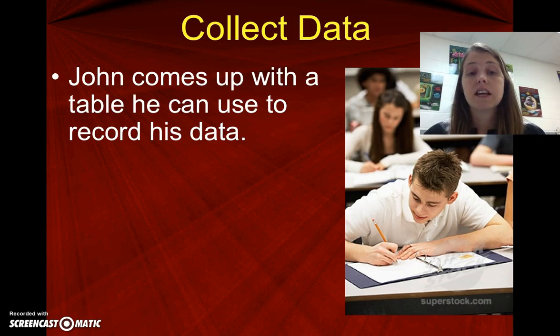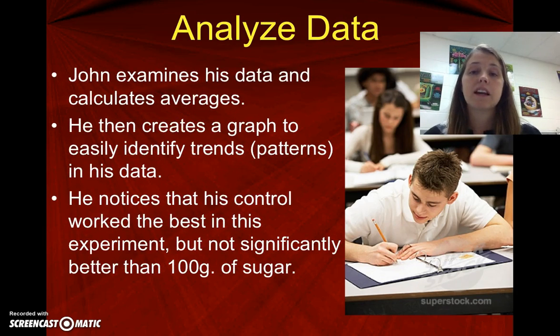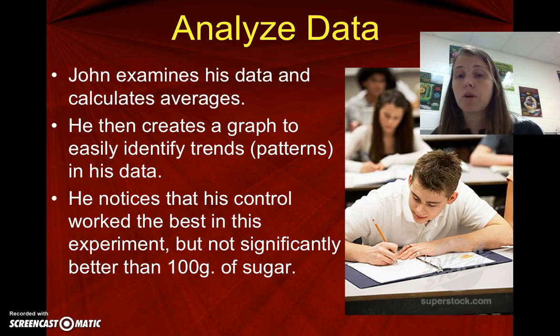Then he's going to collect his data. He's going to come up with a data table that he can record his data in, and he's going to get all his materials together and actually perform the experiment. Finally, he's going to analyze that data. He's going to calculate his averages because he has more than one trial in each situation, and he is going to look for patterns. He's going to notice that the control works the best in his experiment, but not significantly better than 100 grams of sugar.